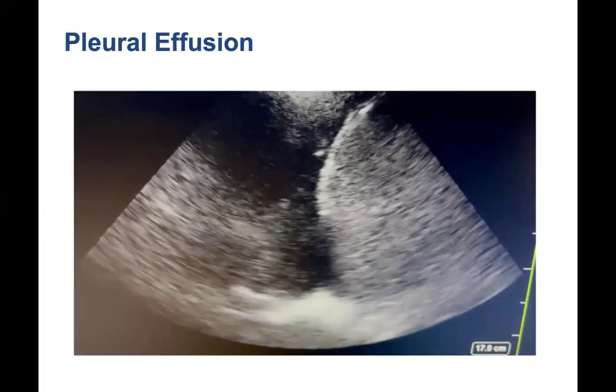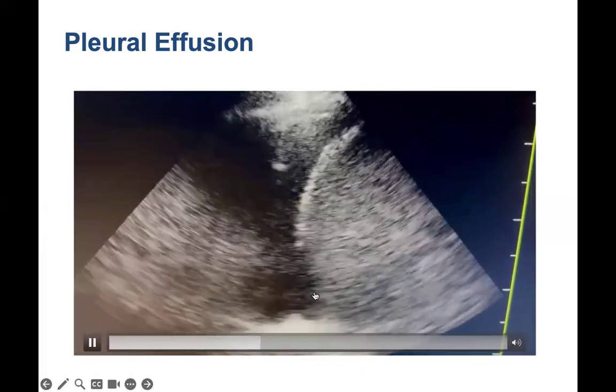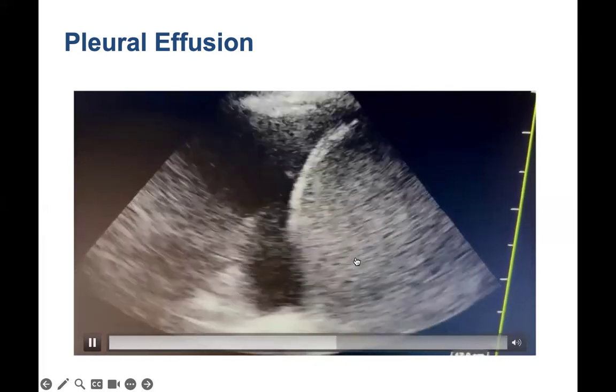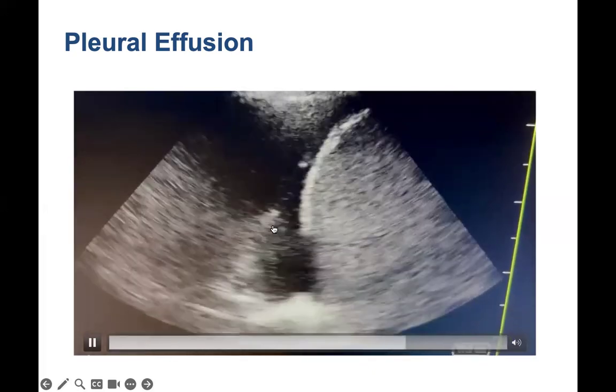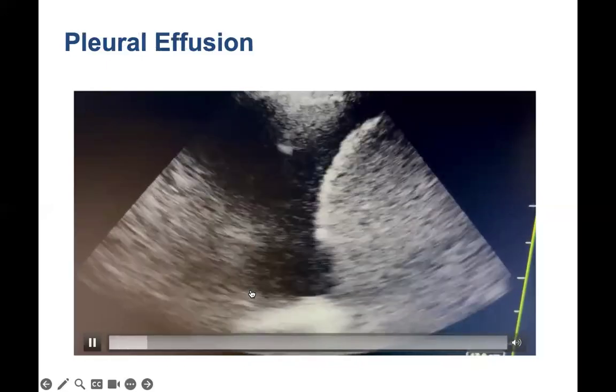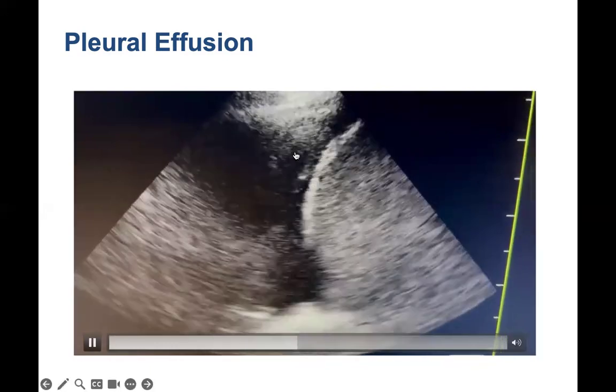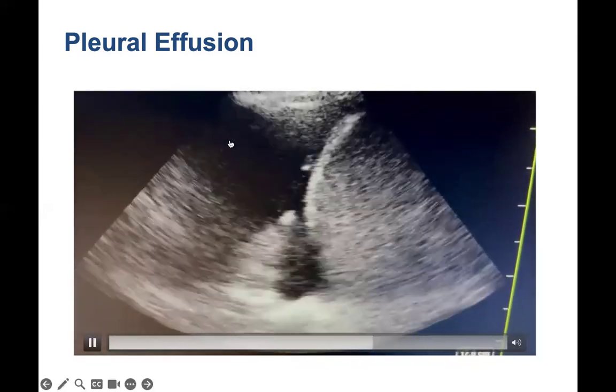Let's look at some videos now. So again, we have the diaphragm right here. We have the liver or spleen. And then here you can see the lung, I think of it as like waving in the wind, the tip of the lung. And then here we have a large pleural effusion, all this black around here.